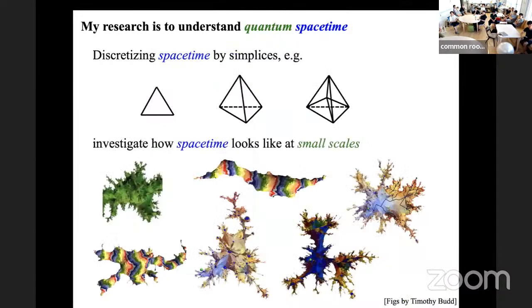More precisely, mathematically speaking, I discretize the space-time based on mathematical objects called simplices, like triangles, tetrahedra, and so on. And then I wish to investigate how the quantum space-time looks at small scales, the structure of the space-time at the very short scale. This nice picture was obtained by Timothy Budd, my friend, who performed numerical simulations to obtain it. So this is a real result.